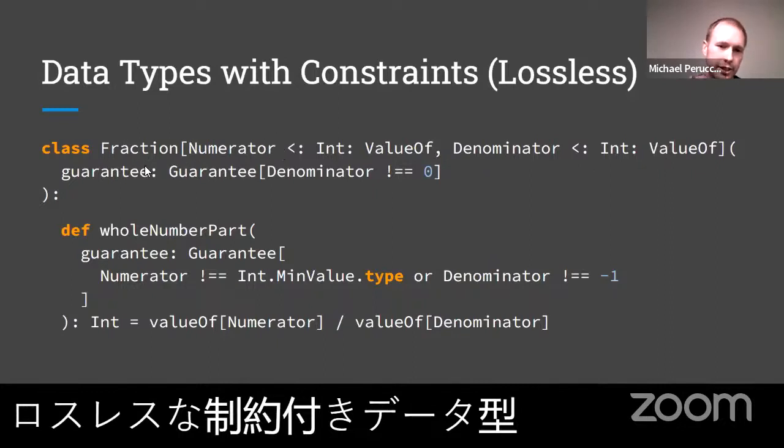We still have the guarantee that the denominator is not equal to 0. And now the whole number part still has the guarantees that the numerator is not equal to the minimum integer, or the denominator is not equal to a -1. And we can still do the division because we can get the value out of the numerator type because we've specified that we need to be able to call the value of, and we can get the value of the denominator type because we've also said that we need the value of.